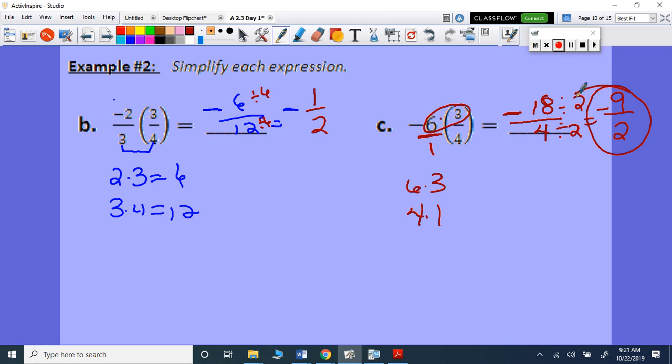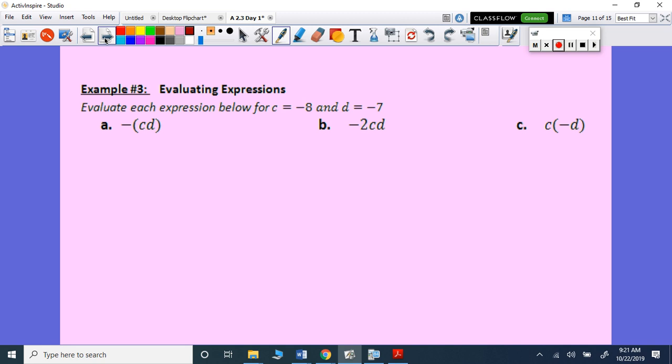You all know how to do the plugging in, so I'm going to skip those for time's sake. But I do want to see the work. I want you to show me plugging in -8 for C and -7 for D. If you don't show me this step, I'm not going to give you credit for tomorrow. Real quick, can anybody tell me this answer? Zach? Not the answer. Okay.